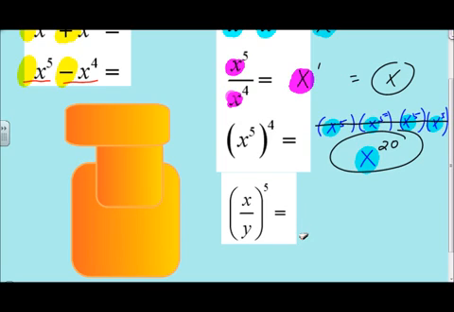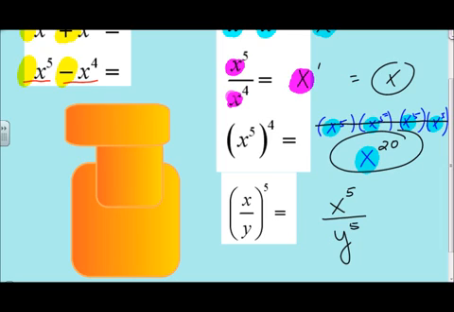And that's going to be a shortcut we can take when we're working with fractions. Anytime you're raising a fraction to a power, in this case the fifth power, I can say the equivalent of that is the numerator of the fraction raised to the fifth power divided by the denominator of the fraction raised to the fifth power.